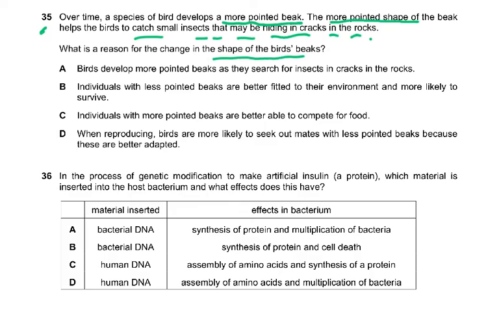This is natural selection and evolution. Birds develop more pointed beaks? No, that's wrong. They can't develop that. Individuals with less pointed beaks are better adapted? No, the more pointed ones are the better adapted, so this is wrong. Individuals with more pointed beaks are better able to compete for food. Yes, that's the answer. When reproducing, birds are more likely to seek out mates with less pointed beaks.